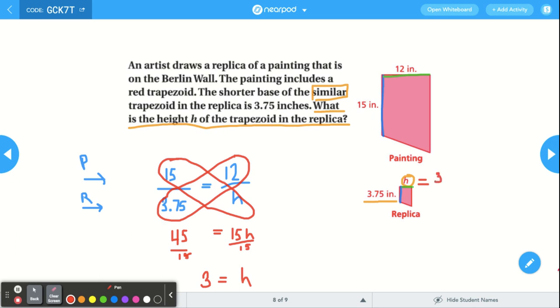So now after doing this problem with the cross products, I can tell that the painting, everything on the painting is 3 times bigger than the, or sorry, 4 times bigger than the replica. So the painting is 4 times bigger on the lengths.